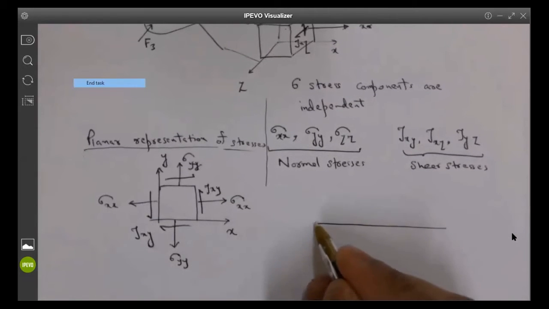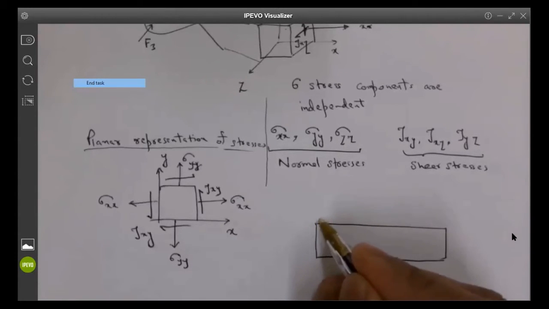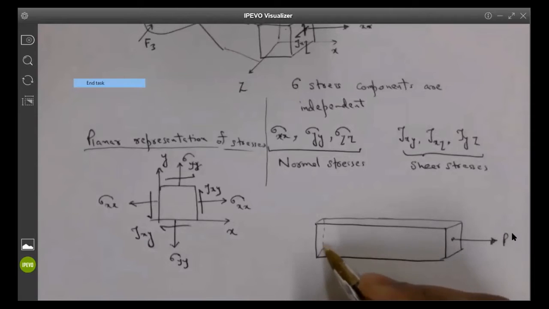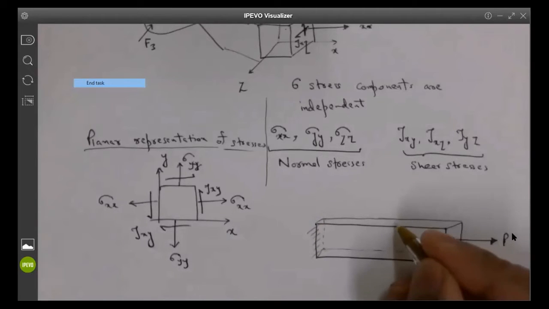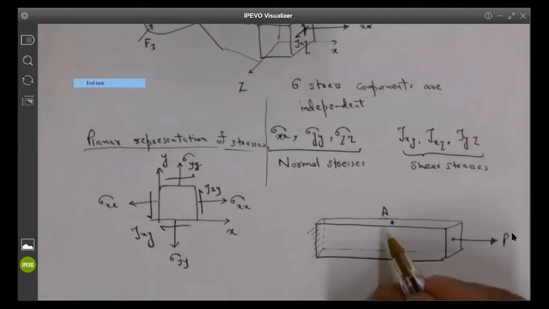Just as an example, I'm now taking a uniaxial load case just like we did earlier. I have a small rectangular strip and a uniaxial load is applied. This end is fixed. If I would like to represent the stress at point A, which is on the top surface, as a reminder, stresses and strains are always defined with respect to one point. It is not for the whole body.